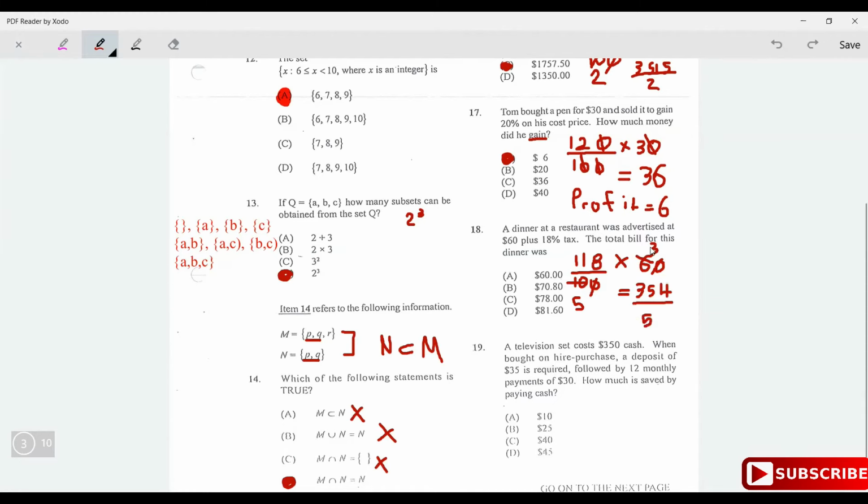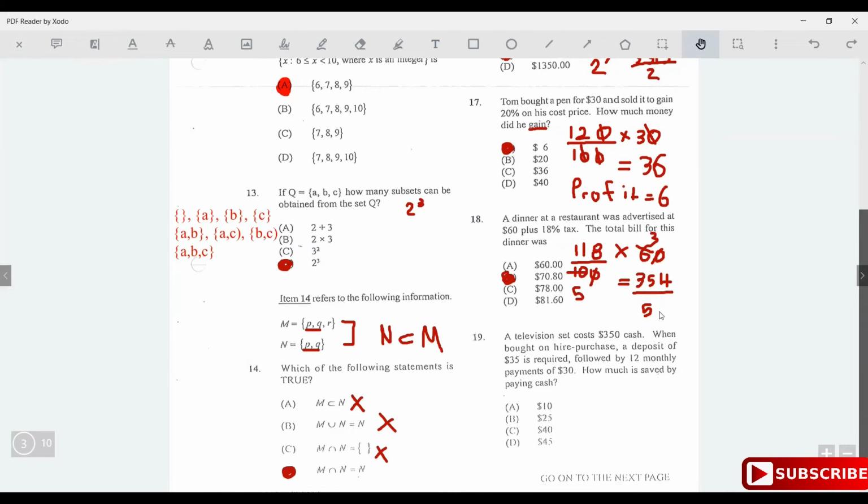How did I work that out so fast? What I did was multiply 120 times 3, which is 360, then I subtract 6. That's what I saw when I did this. Divide it by 5, you're going to get 70.8. That is option B. 5 into itself, 1. 5 into 35, 7. 5 into 4, 0. So it's 70.8. Easy question.